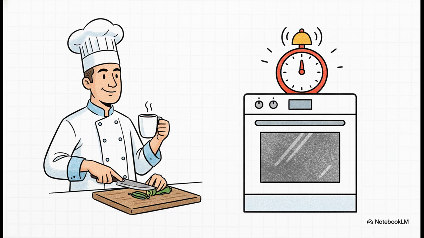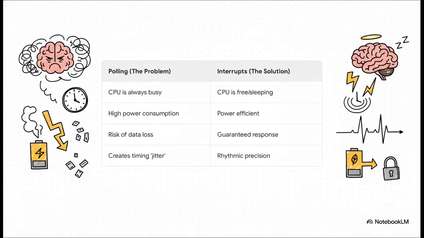A CPU works the exact same way. It can go into a low-power sleep mode or handle other, less urgent tasks, totally confident that it'll get an alert the moment something important happens. And when you put the two side by side, the difference is just night and day. Polling keeps the CPU spinning its wheels, burning power and risking data loss. It's sloppy. Interrupts, on the other hand, free up the CPU, sip power, guarantee a response, and deliver that beautiful rhythmic precision we need for things like medical signals.